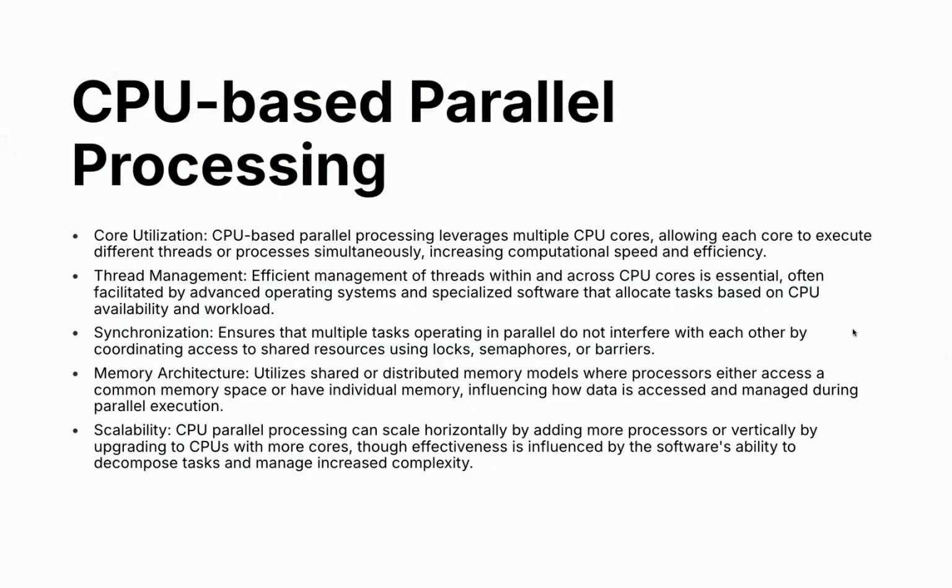One of the considerations is thread management. You have to efficiently manage threads within and across CPU cores. This is often facilitated by advanced operating systems and specialized software that allocate tasks based on CPU availability and workload. The memory architecture utilizes shared or distributed memory models where processors either access a common memory space or have individual memory, influencing how data is accessed and managed during parallel execution. And in terms of scalability, CPU parallel processing can scale horizontally by adding more processors or vertically by upgrading to CPUs with more cores. So this has been the way that people have done high performance computing for a long time. This is a well-vetted method.